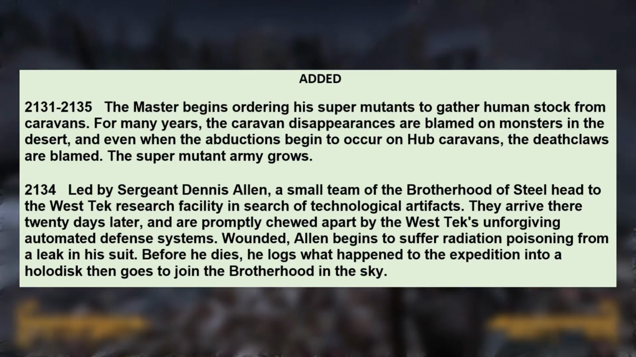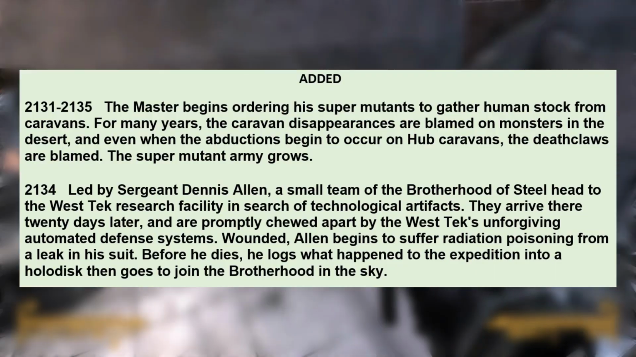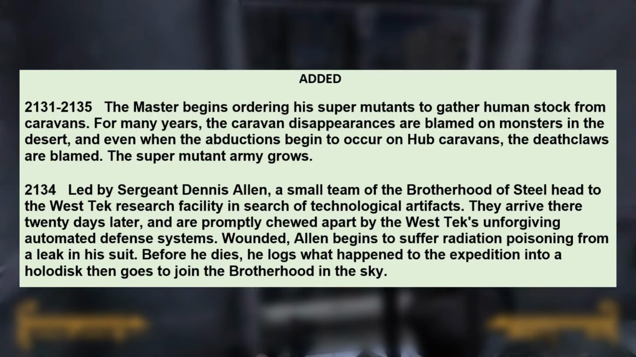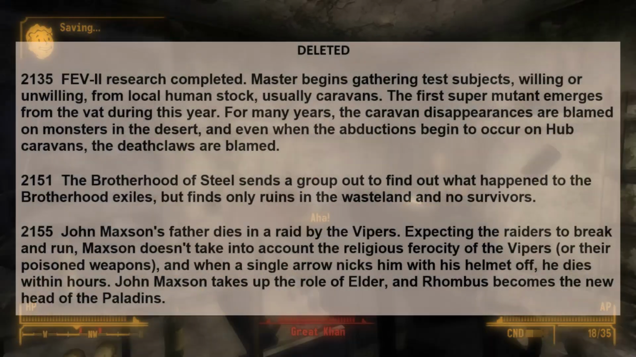Wounded, Allen begins to suffer radiation poisoning from a leak in his suit. Before he dies, he logs what happened to the expedition into a holodisk, then goes to join the Brotherhood in the sky. Chris then removed the following entries.